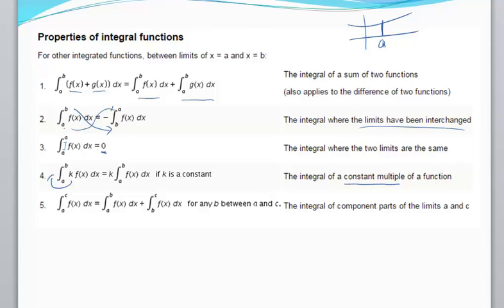And here we're going to look at an integral of component parts of the limits a and c. So between a and c for our function f of x is the same as between a and b and then b and c. So looking at any sort of curve, we have a, b and c. Our integral between a and c is the same as a to b plus b to c.